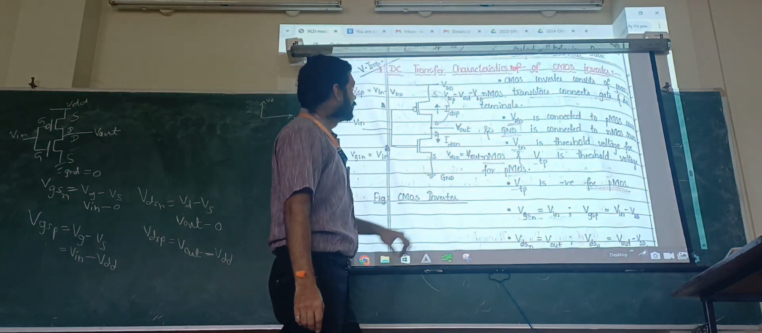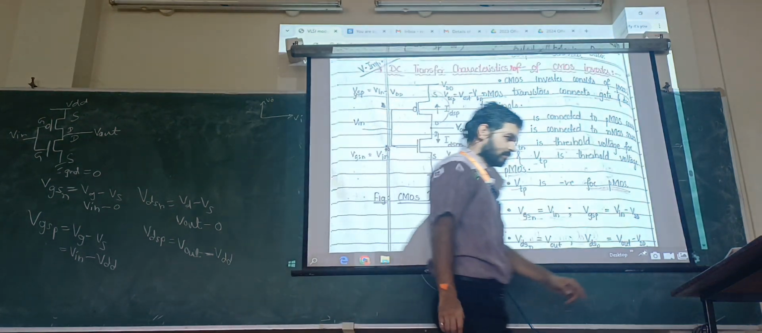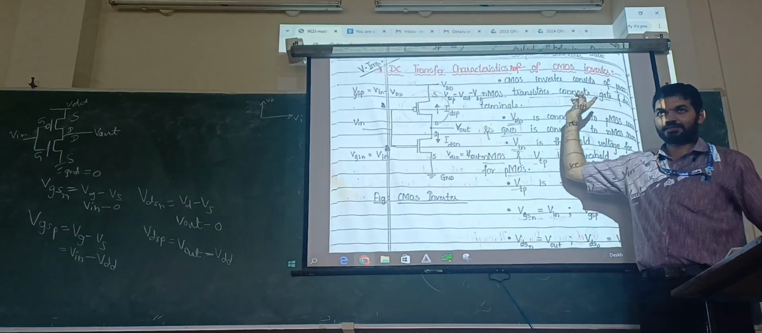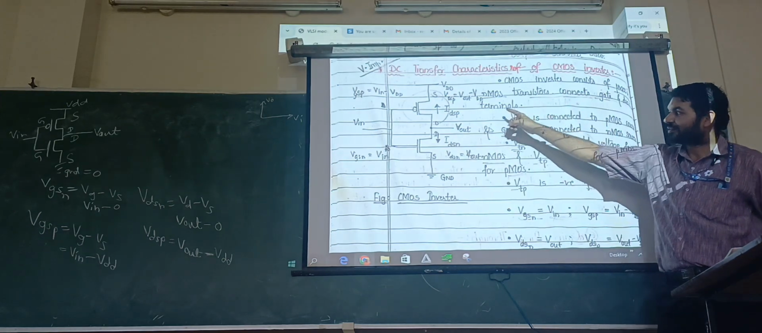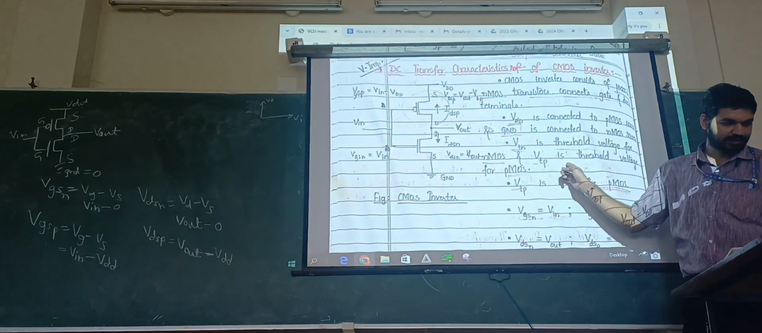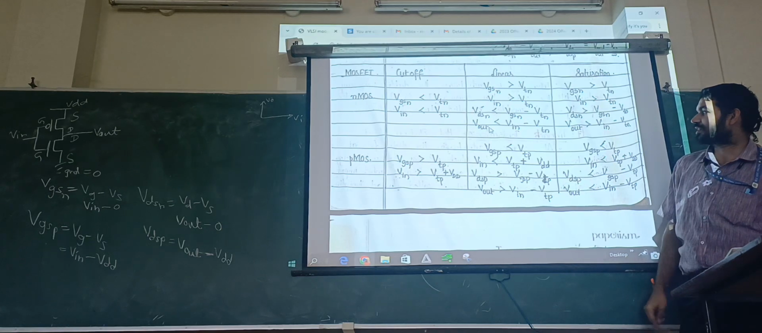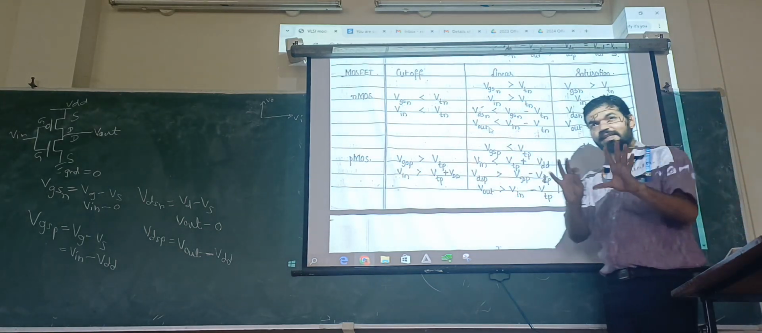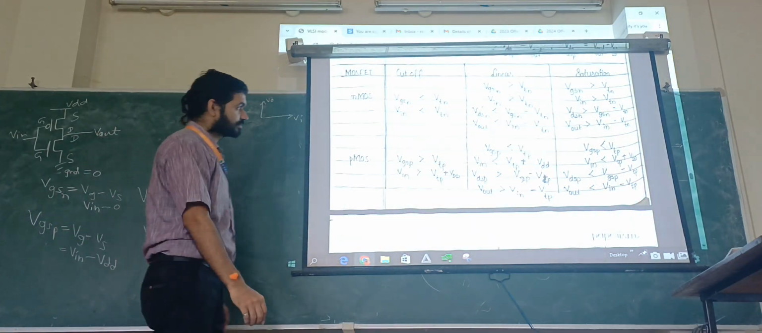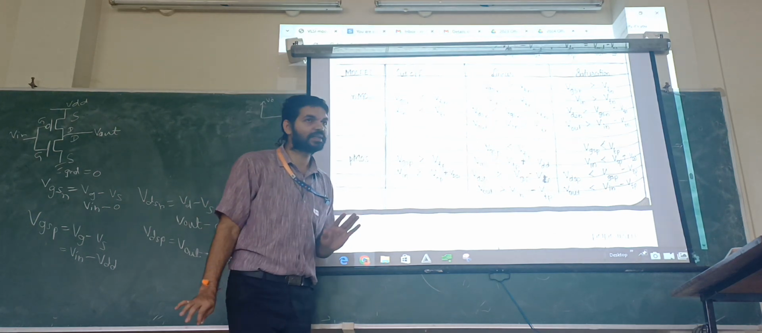So, to understand the transfer characteristics of CMOS, we are drawing the CMOS inverter and we have noted a few terms which will be useful to us. So, next we have a table. It looks so complicated, but it is very easy. The thing here is we need to understand, then only it is very easy.